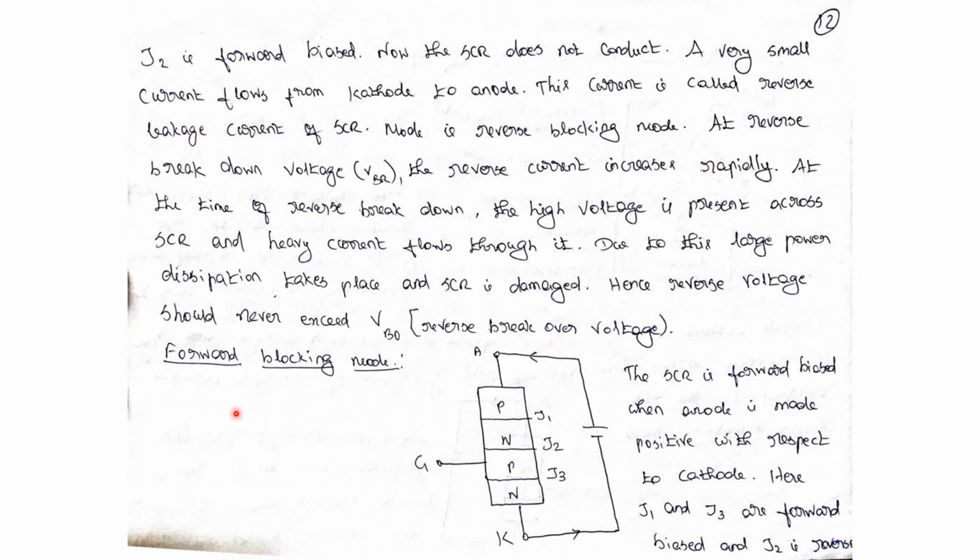Then the next one is forward blocking mode. In forward blocking mode, the connections are made as shown in the figure. This time, anode is connected to the positive supply of the voltage source. There are three junctions, J1, J2, and J3. In forward blocking mode, both J1 and J3 are forward biased, so J2 is reverse biased. A small current flows from anode to cathode. That is the forward leakage current.